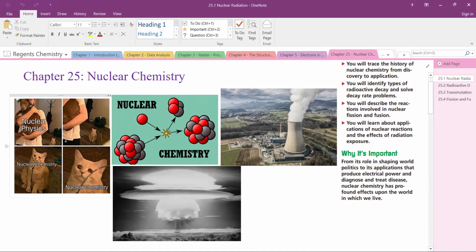And then this meme made me laugh, right? The picture is, of course, nuclear physics is the favorite, and nuclear chemistry is neglected, right? And this is part of why it is the very last chapter in our chemistry course. It's because most people who study nuclear stuff are studying nuclear physics.